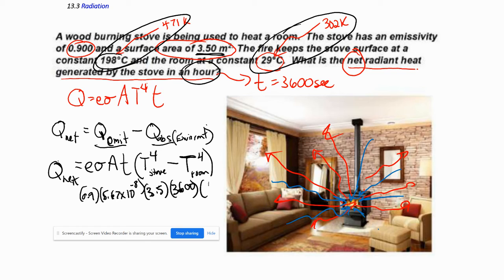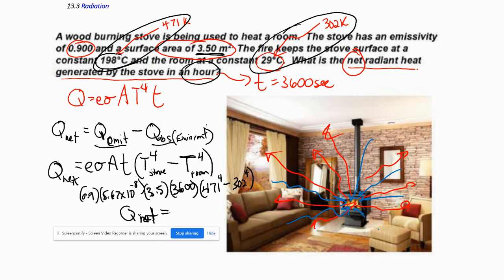Temperature of the stove, we're using the 471 to the fourth power minus the room, which is 302 to the fourth power. Take the difference, and that should find the amount of heat. And if it comes out to be a positive number, it means that we're emitting more than we are absorbing. If it was coming out with a negative number, it means we're absorbing more than we're emitting. But in this case, we know that that's going to definitely be emitting more because we are hotter.